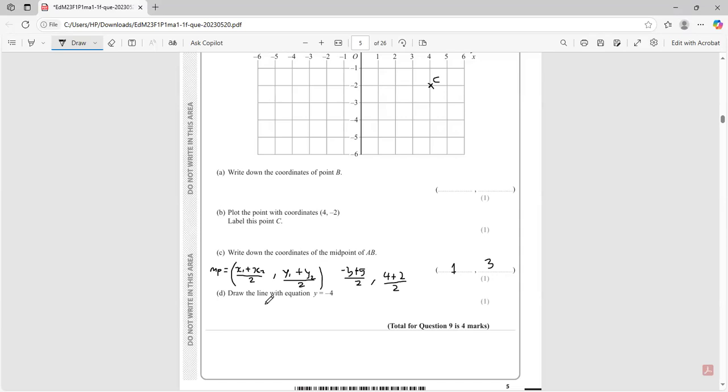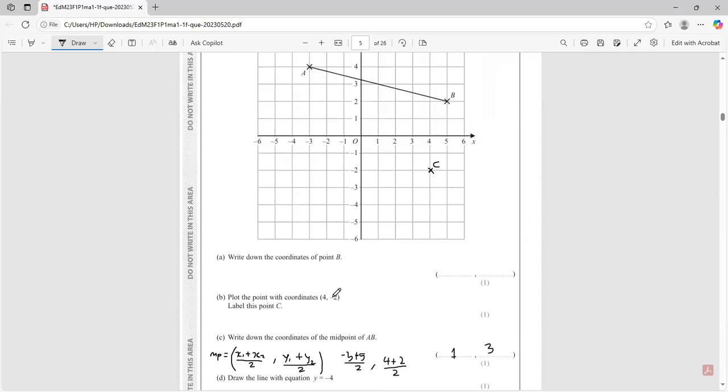Draw a line with equation y equals -4. Simple. Look for -4 on the y-axis. That's -4, and draw a line through it. That's just it. If I were to draw my sketch, this is how the line will look.